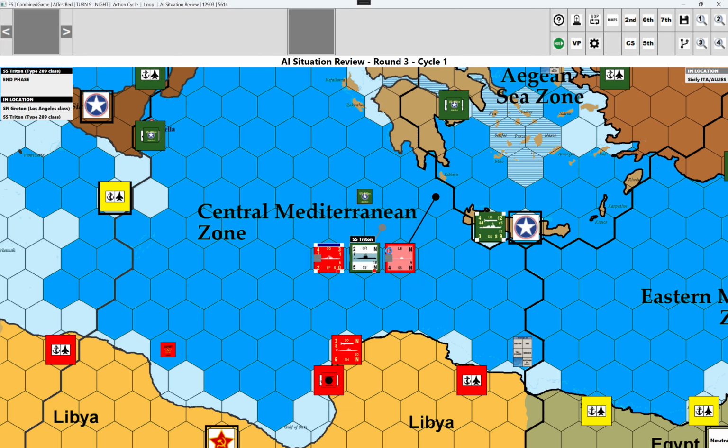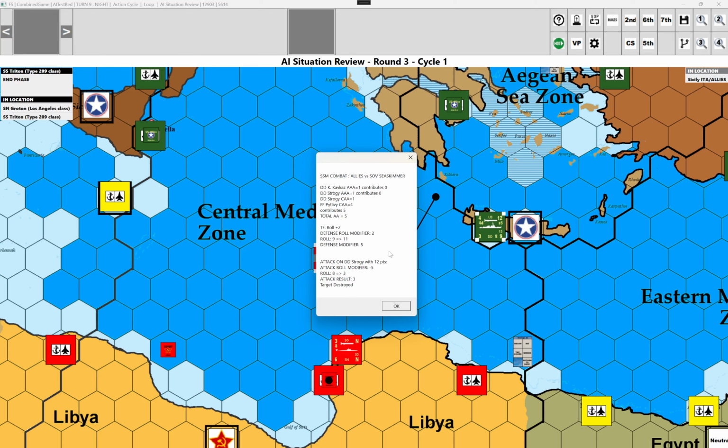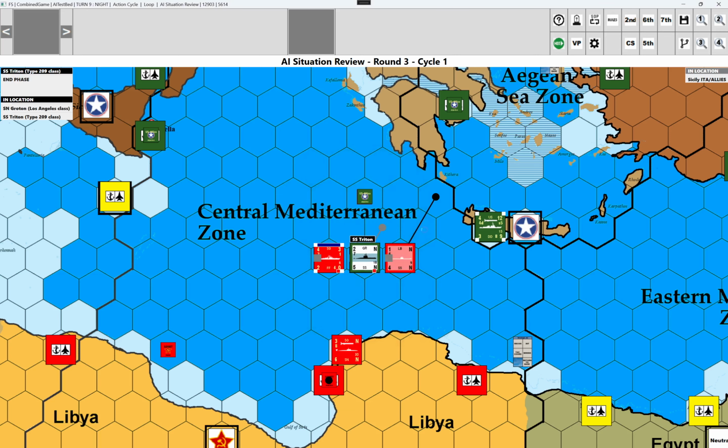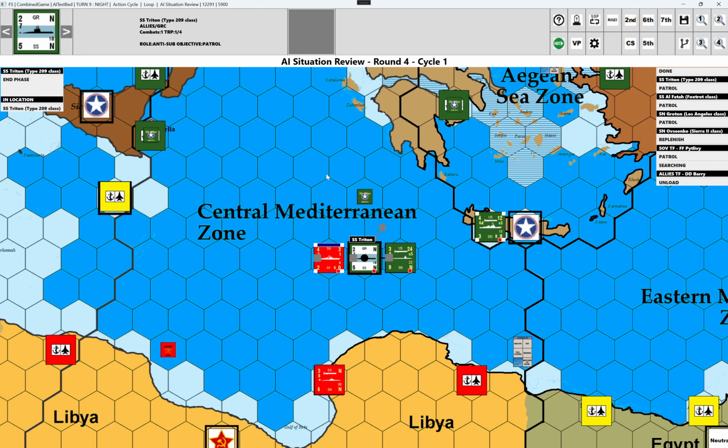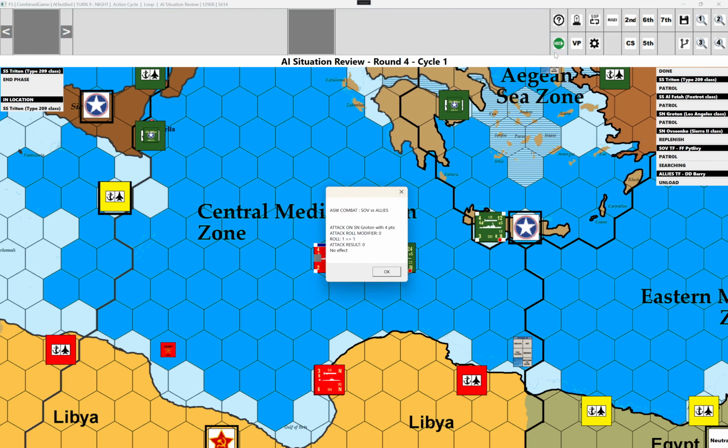Bottom half is Stark. Okay, somebody's attacking somebody. Allies, target destroyed on the Strogi. Oh man. There goes another Russian. Glug glug glug glug glug. Sorry about that, to anybody who's Russian. All right. ASW. 4 points on the Groton. Nothing.